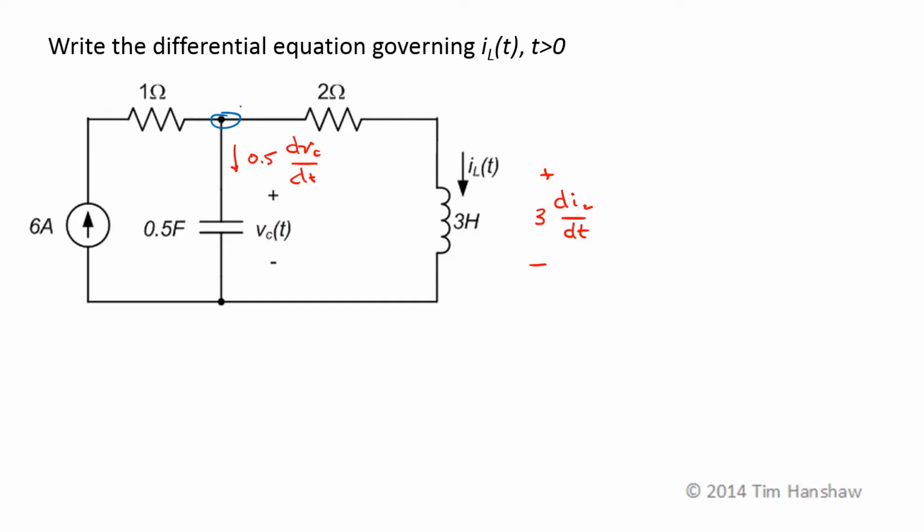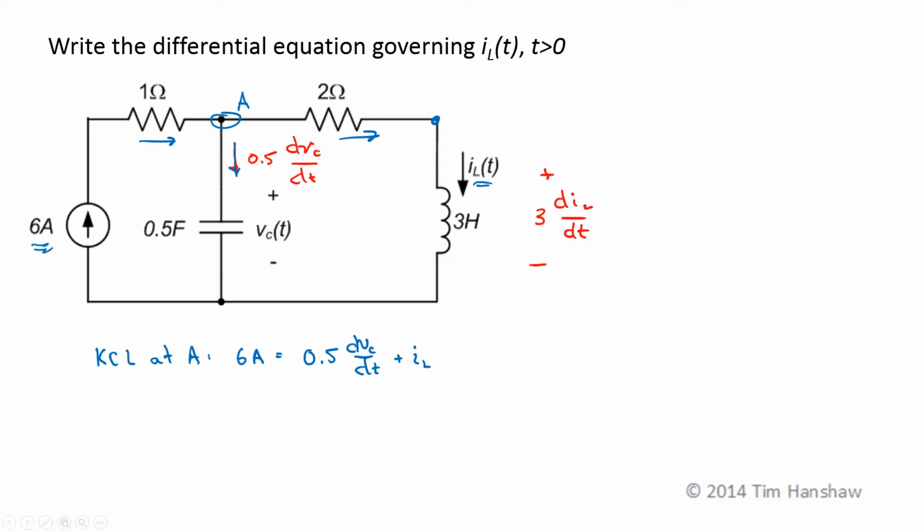Let me call this node A and do KCL at node A. I have 6 amps going into that node. So the currents into the node have to equal the sum of the currents leaving the node. The current through the capacitor is 0.5 dVc by dt. And the current in this direction, the current through the 2 ohm resistor, is going to be I sub L of t, so that's I sub L. There's one equation and two unknowns. I need to write another equation.